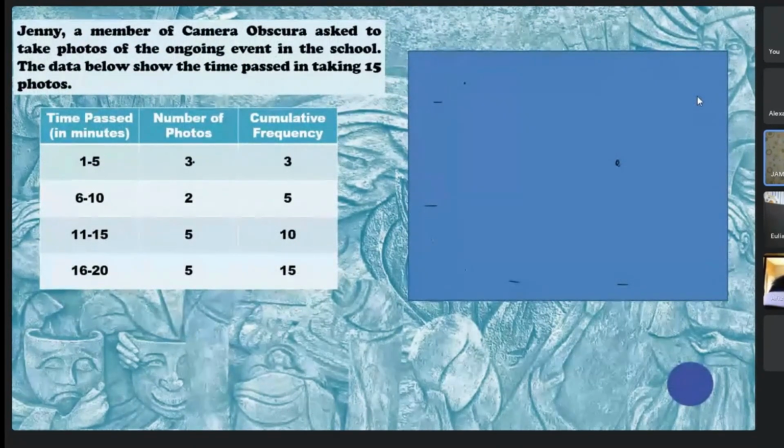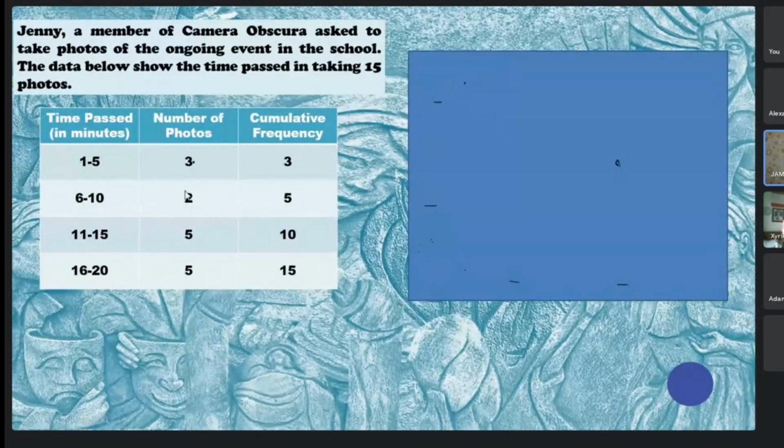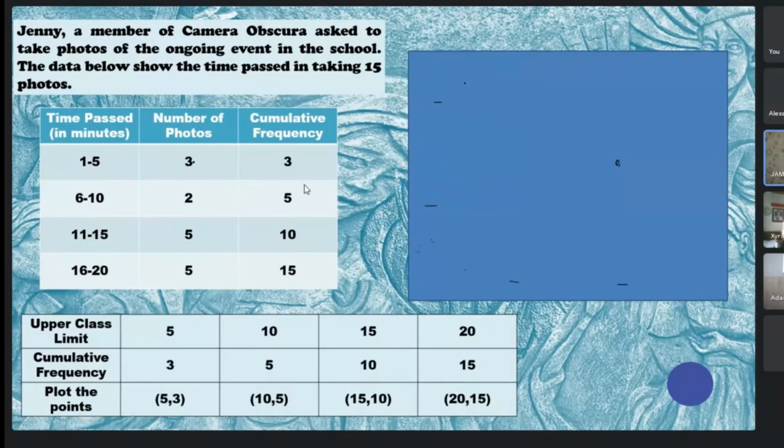For example, we have here Jenny, a member of Camera Obscura, asked to take photos of the ongoing event in the school. The data below show the time passed in taking 15 photos. So as you can see here, we have the cumulative frequency of the number of photos: in 1 to 5 minutes, 3, then from 6 to 10 minutes, it's added by 2. Therefore, there are already 5 photos after 10 minutes. We can use an ogive to present this data.